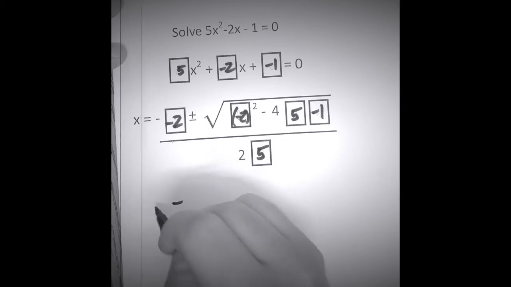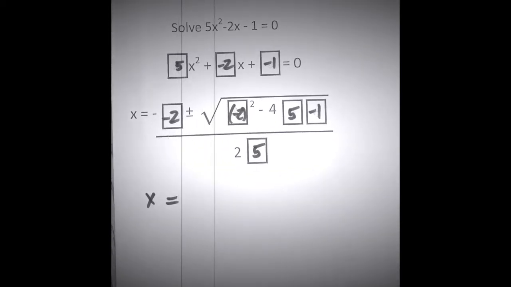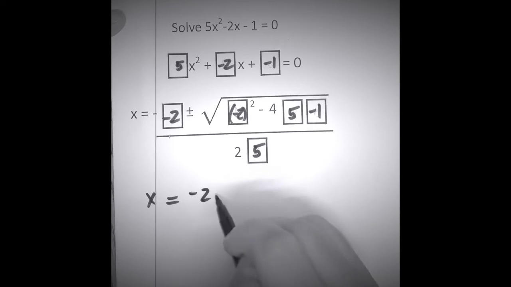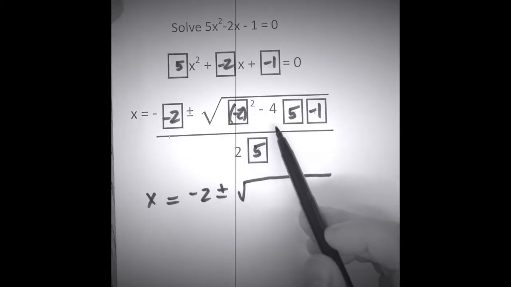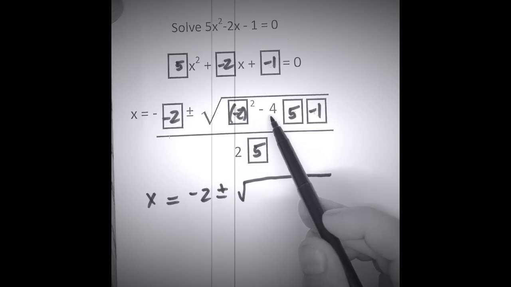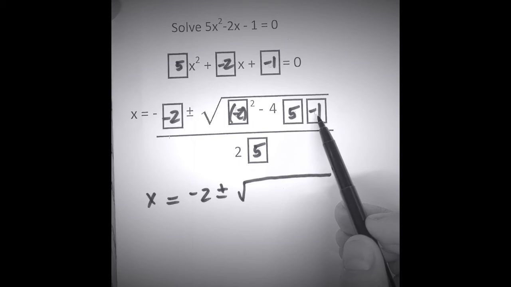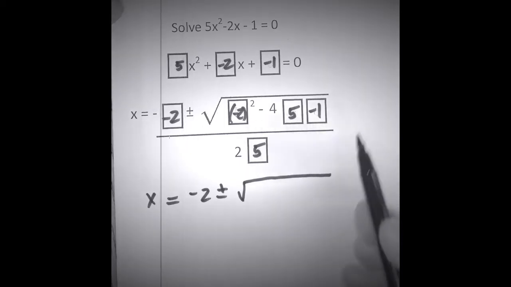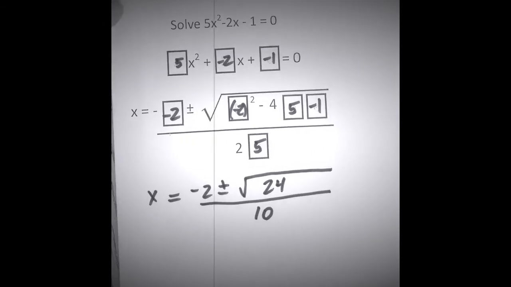If this is a real solution, you should be able to type it into a scientific calculator such as the TI or the Casio, and it should simplify it for you altogether. If you don't have one of those calculators, we would have to work it out without. Negative 2 squared is 4. Negative 4 times 5 is negative 20. Negative 20 times negative 1 is positive 20. 4 plus 20 is 24. All over 2 times 5 is 10.